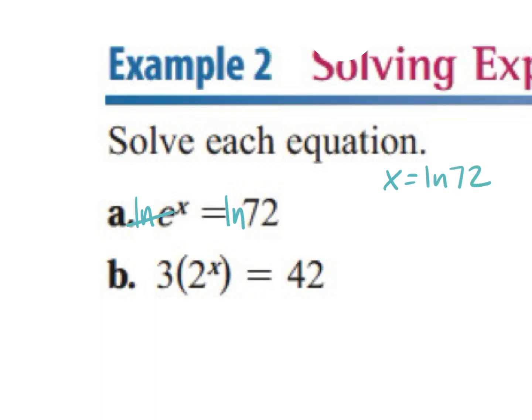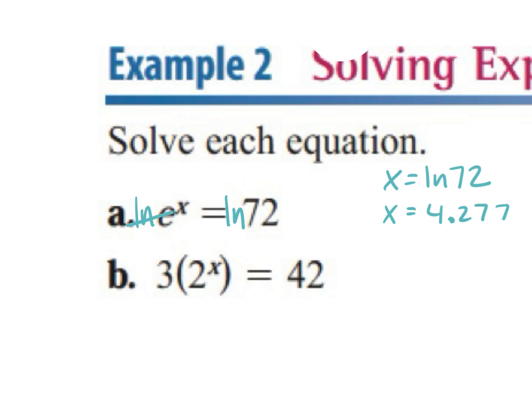Here you can just put it in the calculator, the ln of 72. So we get x equals 4.2766. We look at the fourth one to round to the third decimal, so it'd round up to 7. So 4.277.